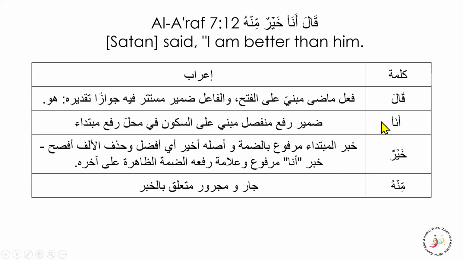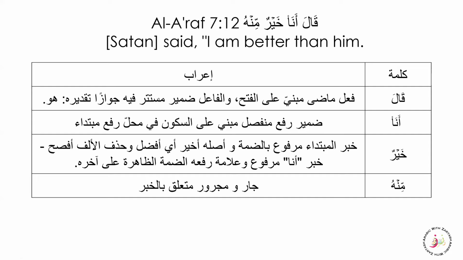Again, you can see the sukoon here. So it is mabniyun ala sukoon. And we know that this is our mubtada, fi mahalli rafa mubtada. We have also learned that after qala, everything that is said or written is maqulul qawl. So this is all the maqulul qawl. So damir rafa munfasil here is mabni ala sukun fi mahalli rafa mubtada.